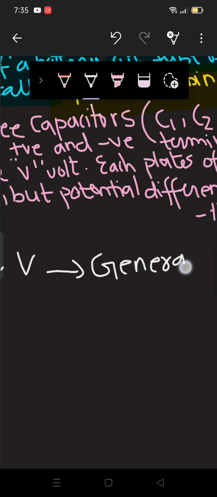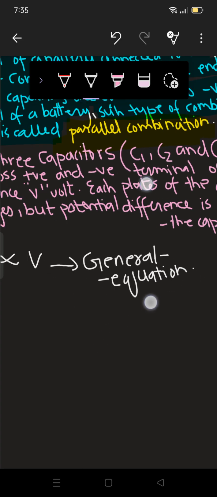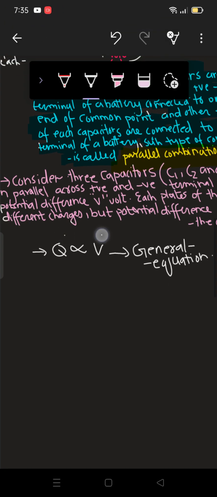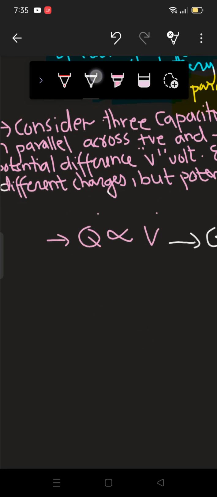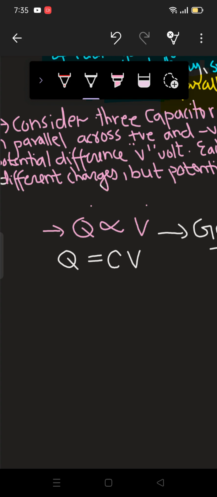The charge stored on each capacitor is directly proportional to the potential difference provided to it. So when we remove the proportionality sign, we get equals, and a constant C. C here is the constant known as the capacitance of a capacitor, or the ability of the capacitor to store charge. It is basically the ratio of the charge and the potential difference. So here we are finding Q.